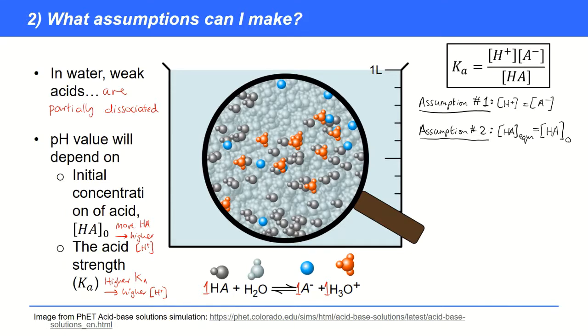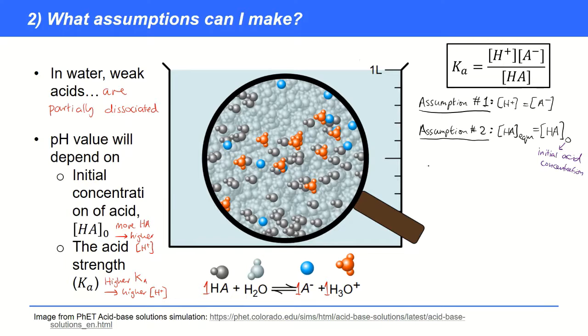So that's what this 0 here means. This is the initial acid concentration. We're saying here that very, very little has dissociated. And I have got a whole video where we examine these two assumptions, but for now we're just going to take them as being okay.